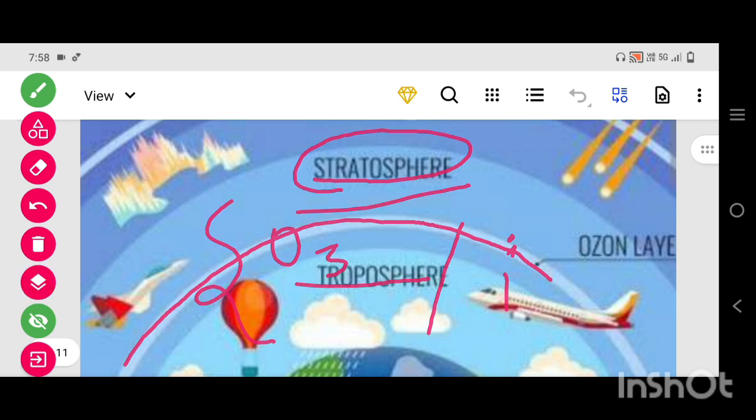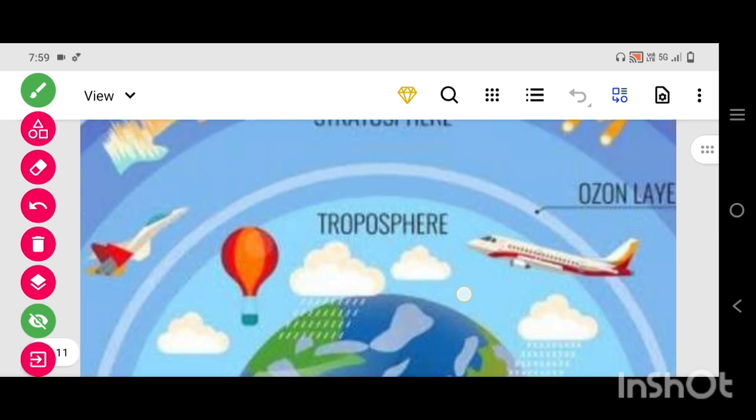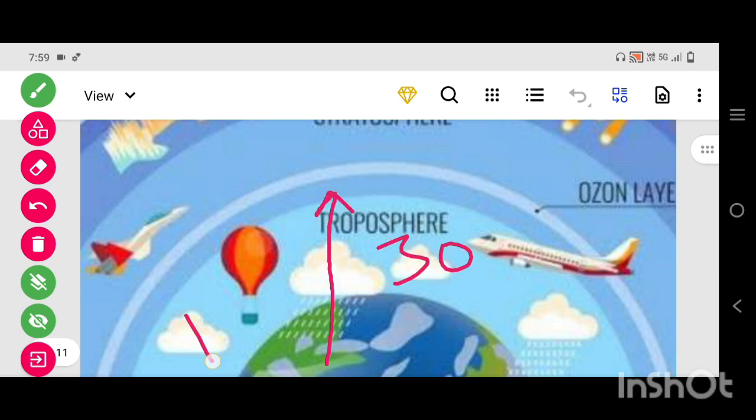So typically this ozone is located about 10 to 30 miles above earth's surface. That is from this portion, see in the slide, from this portion to this portion. This is approximately 10 to 30 kilometers, near about, not exactly. It is 10 to 30 kilometers above the earth's surface.